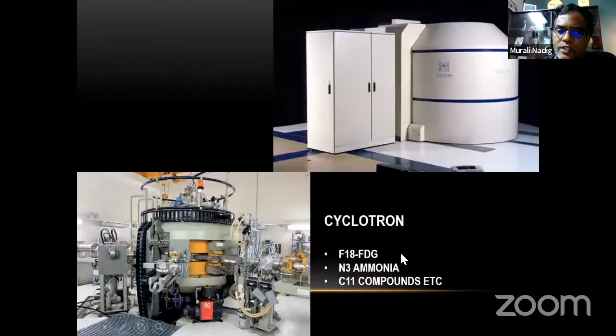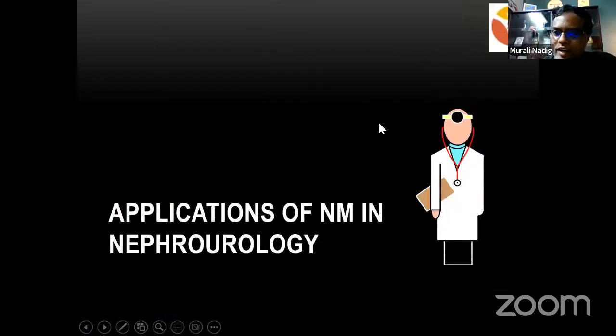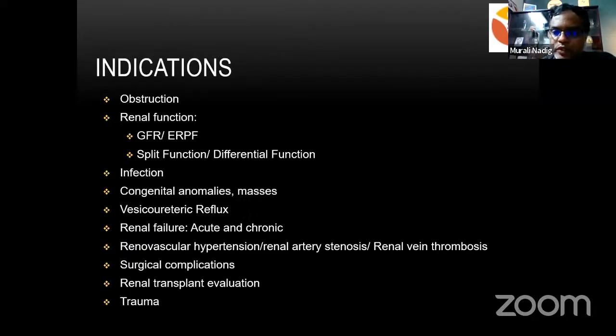The cyclotron is the other way of producing radioisotopes, where we produce F-18 FDG, N-13 ammonia, C-11 compounds, and many other isotopes. Here again, the isotope has only a 2-hour half-life, and if the clinician knows and tells the patients that taking proper appointments is very important, it becomes easy for us to explain to the patients that there will be a waiting period.